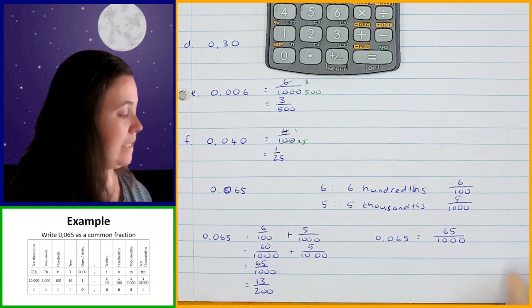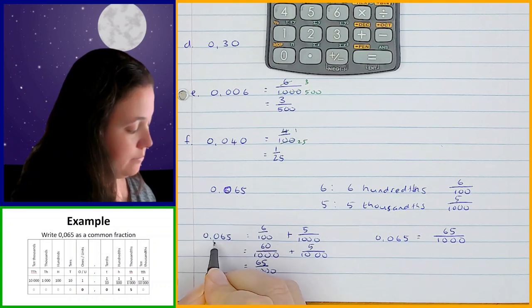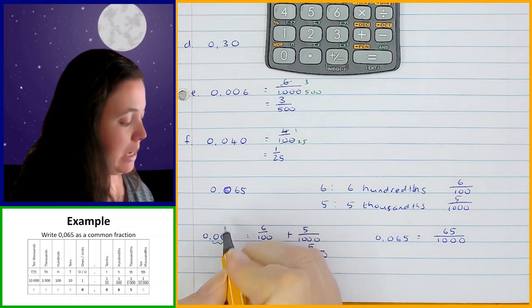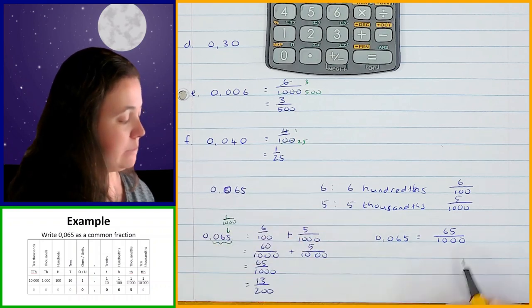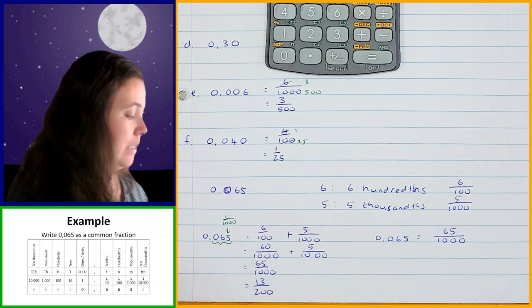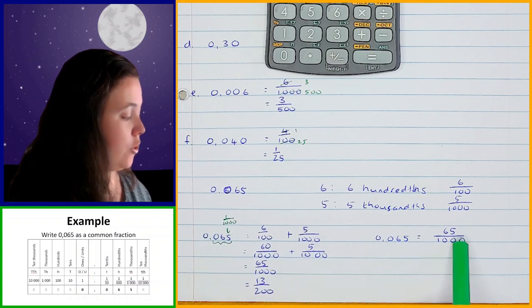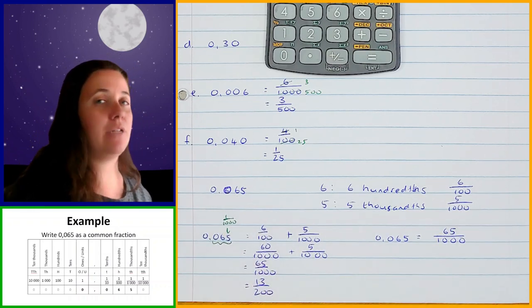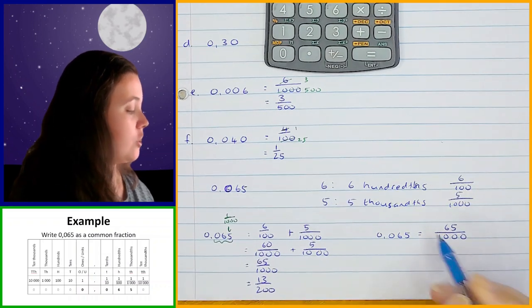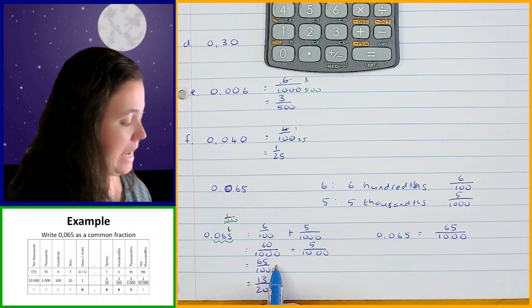Okay, so I'm going to take this whole section over here. And because my last one is the thousandths position, I'm going to be working over 1,000. I write that whole thing over 1,000, but I don't need to worry about the first zero because it doesn't change anything. 0, 6, 5 and 65 are the same. Okay, so now this is the same as what I had over there.